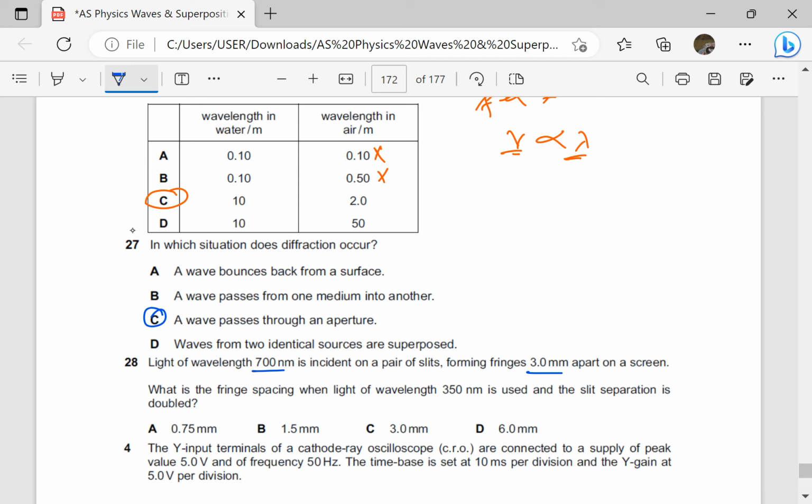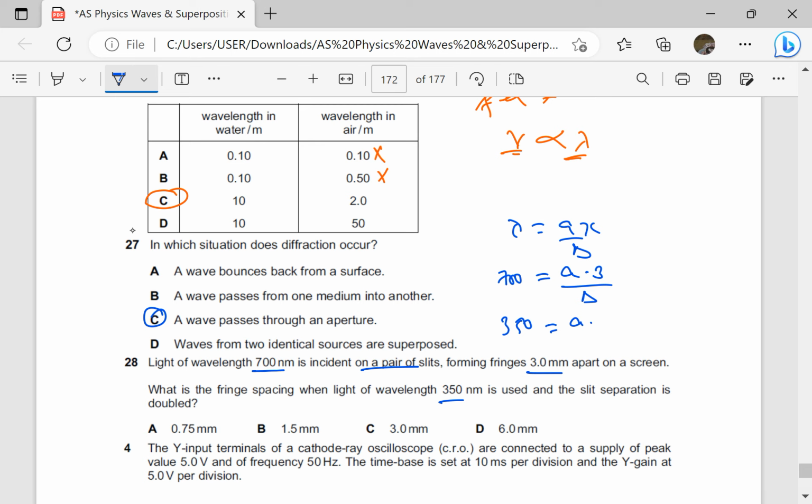So this is a pair of slits, so wavelength is equal to ax divided by D. So 700 is equal to, forming fringes 3 millimeters. A is not known, I'll just write it A. Then fringes are 3 millimeters apart, so x is 3 millimeters. Divide by D, the distance between the slits and the screen. Then the wavelength is 350 nanometers. The slit separation is A.